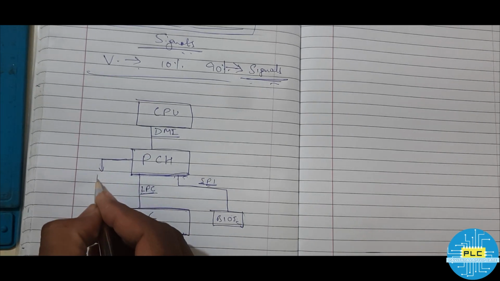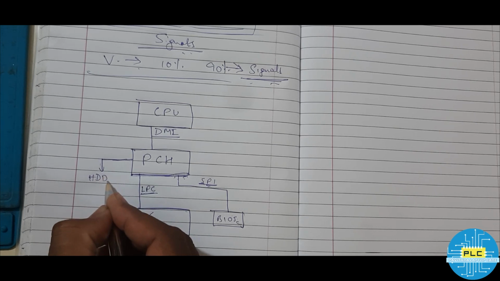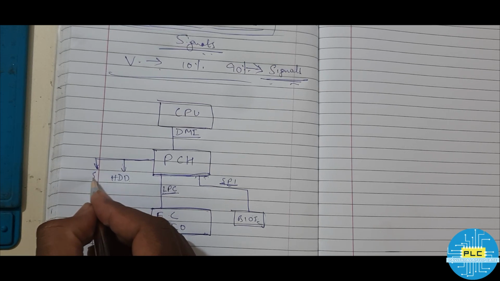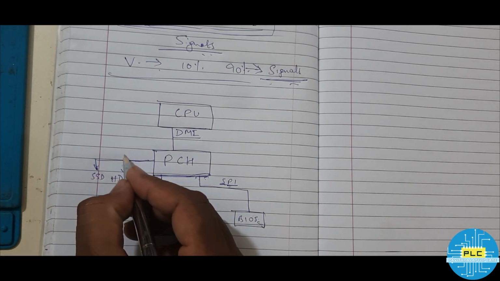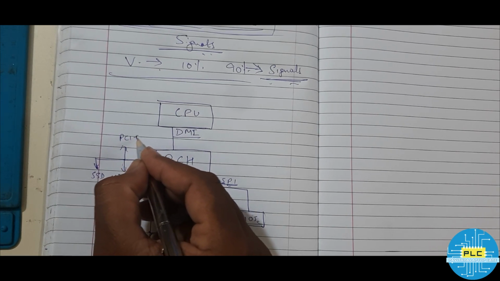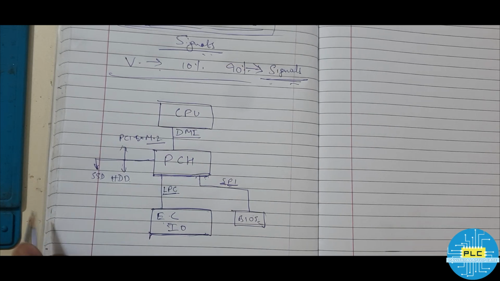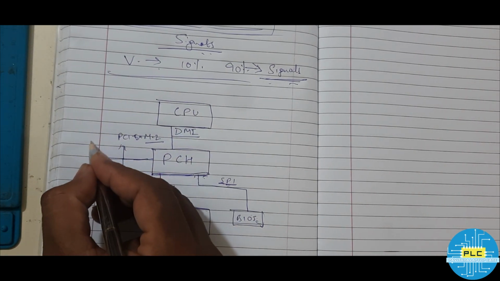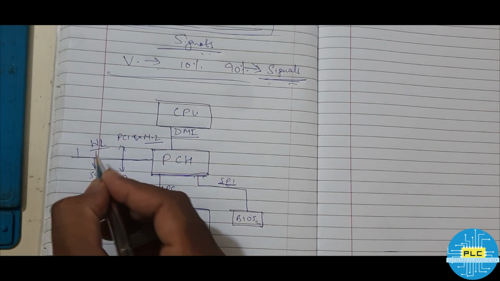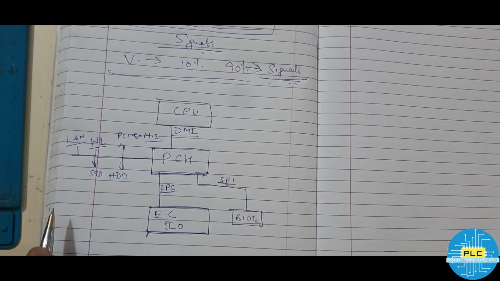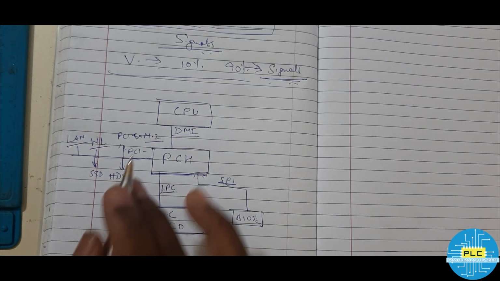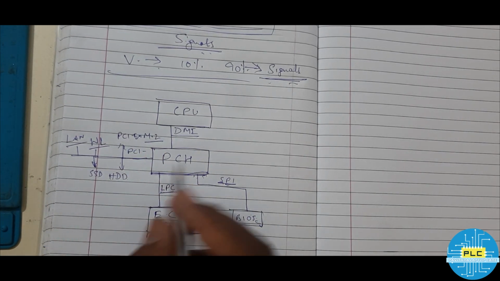The PCH is not only communicating with these, it will communicate with number 1, HDD, SSD. Okay, here PCI X, M.2, here wireless LAN and LAN, through PCI bus.